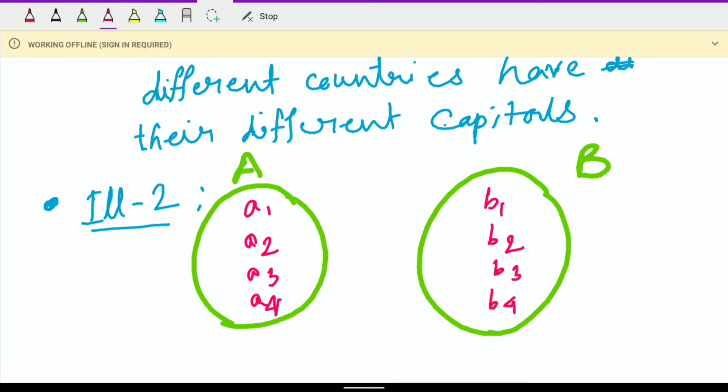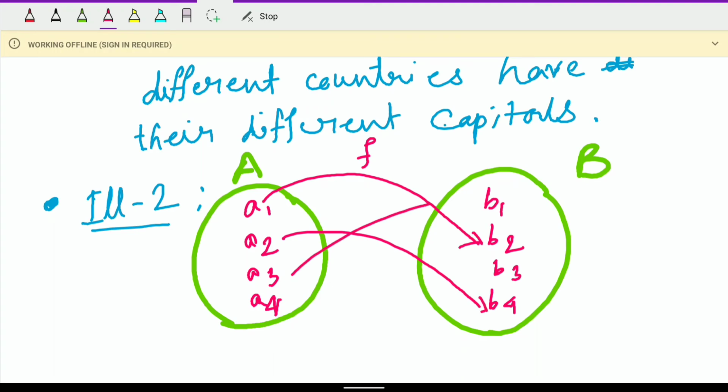Okay, so suppose here A1 maps to B2, it's a function, it's associated with a function. A2 maps to B4, A3 maps to B1 and A4 maps to B3.